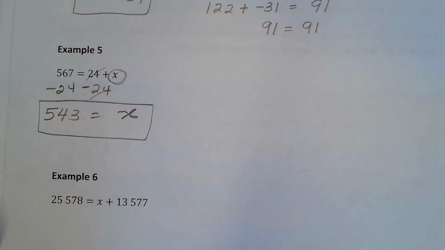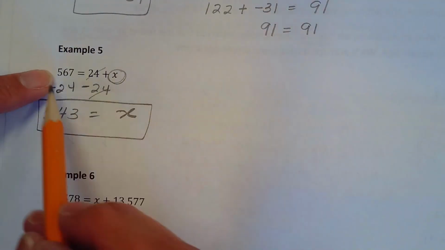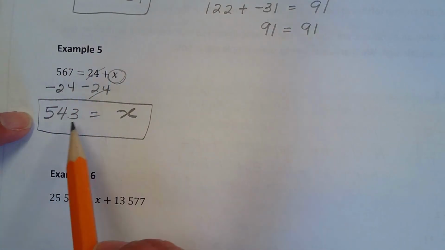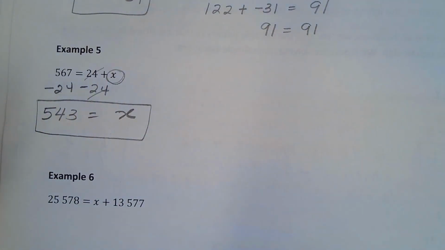543. Good. If this is an assignment question, this would most likely be 2 marks. I'll tell you why it's 2 marks. 1 mark for showing the work, this part, and then 1 mark for the final answer. Okay?